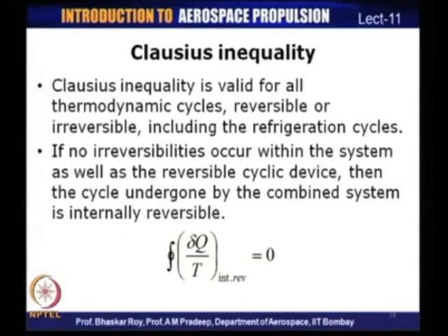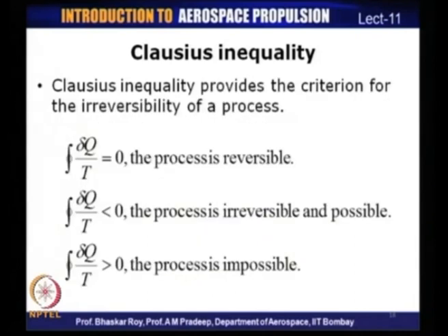But if no irreversibilities occur within the system as well as within the cyclic device, then the cycle undergone by the combined system is basically internally reversible. For an internally reversible process, the cyclic integral dQ by T will be equal to 0. So, the equality in the Clausius inequality is valid only for an internally reversible process. So, the Clausius inequality provides the criterion for the irreversibility of a process. So, you can basically define the irreversibility of a process using the Clausius inequality.